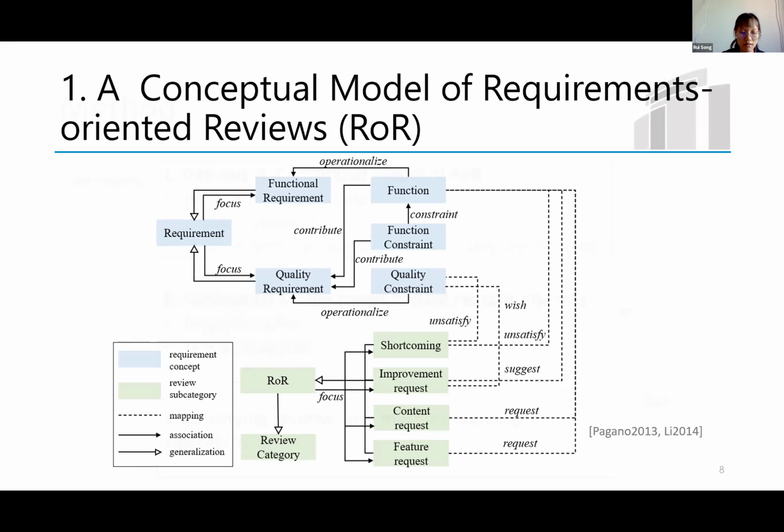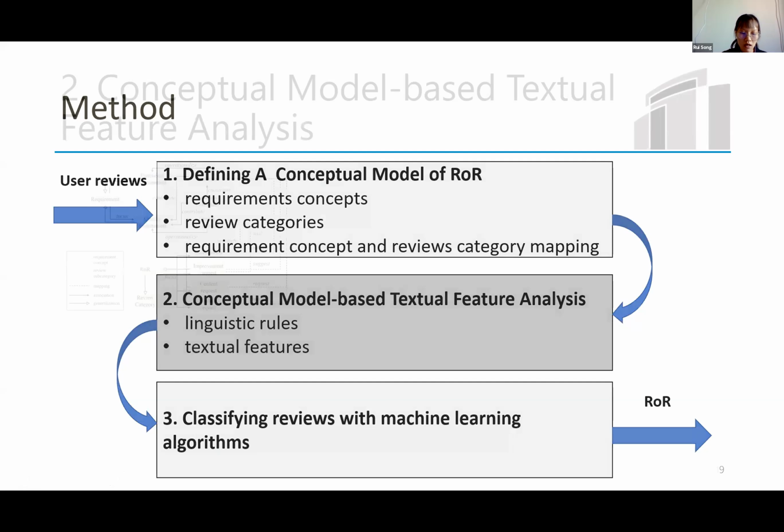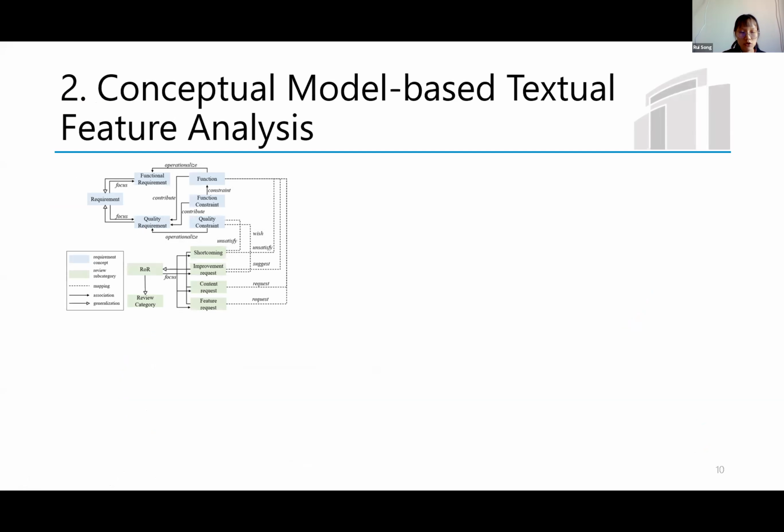And based on these connections and the concept model, we will try to make sense in the second step. The idea is that we try to extract text features to represent and recognize ROR. So we technically derive text features from the concept model we built. We design linguistic rules to characterize what the requests are and how they are connected to the function.